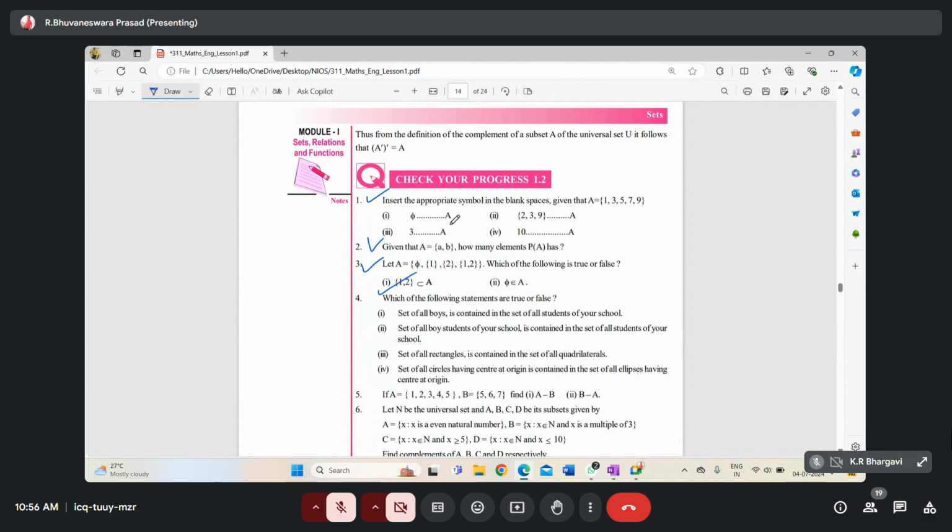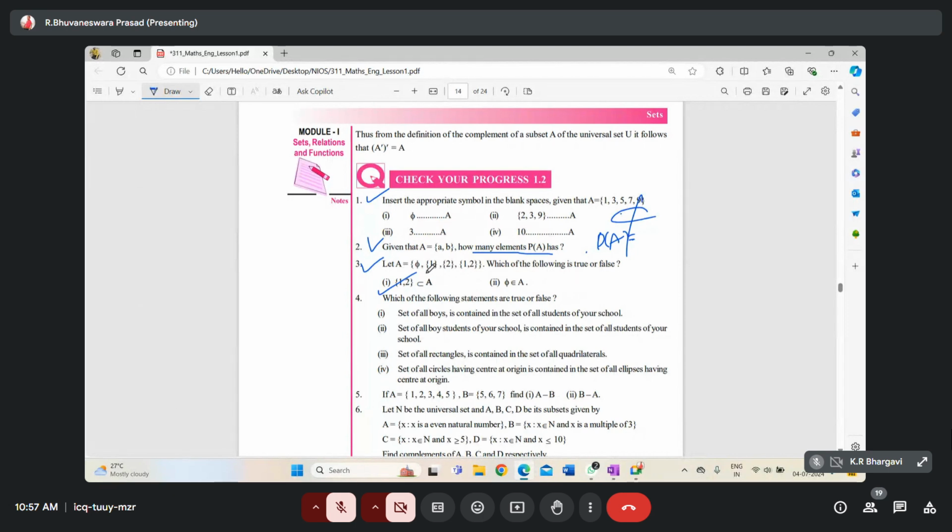ఇన్సర్ట్ ది అప్రోప్రియేట్ సింబల్. సో 5 అనేది ఏమవుతుంది? సబ్సెట్ అవుతుందా, సూపర్ సెట్ అవుతుందా అనేది మీరు రాయాలి. ఇది సబ్సెట్ అవుతుందా, డస్ నాట్ సబ్సెట్ అవుతుందా అనేది మీరు రాయాలి. సో 3 అనేది అందులో ఉందా లేదా, 10 అనేది సబ్సెట్ అవుతుందా లేదా. నెక్స్ట్, హౌ మెనీ ఎలిమెంట్స్ ఆఫ్ పవర్ సెట్ ఆఫ్ ఏ. సో P of A equals to పవర్ సెట్. ఇందాక నేను XY తీసుకున్నాను కదా, అలాగనే పవర్ సెట్.